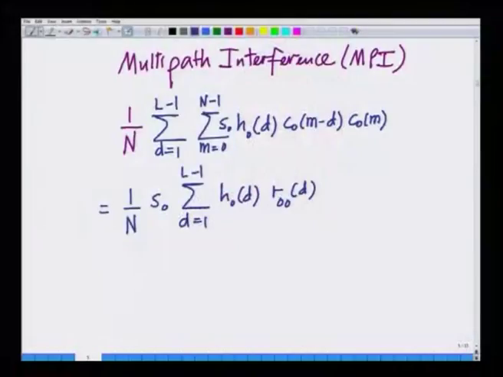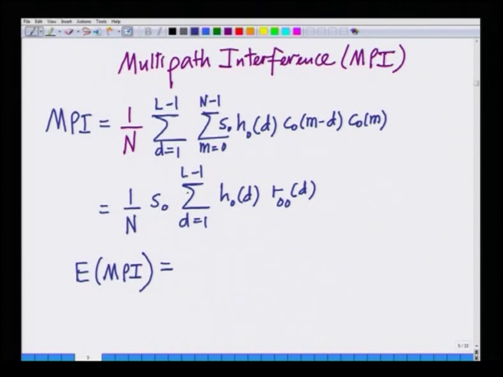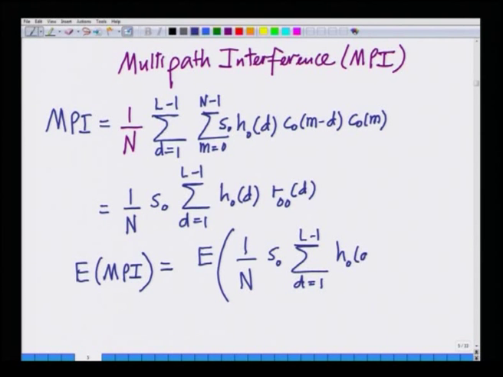So, if we look at this multipath interference, let us compute what is the power of this multipath interference. Let me denote this as MPI. Now, expected MPI is nothing but expected of this expression above, which is expected of 1 over n, S0 summation d equals 1 to L minus 1, h 0 of d r 0 0 of d.